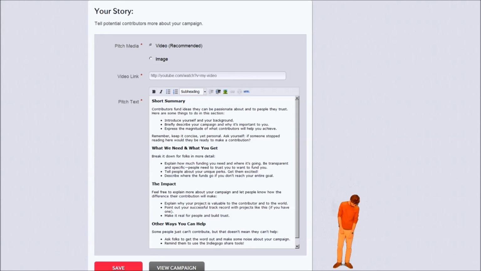Fixed funding means if you don't reach your goal by the end of the time period, all the money gets refunded to the people who donated, and you don't have to pay any admin fee. Whereas with flexible funding, you get all the money that's donated to you. However, if you don't reach your goal, Indiegogo take 9% of your total instead of 4%.